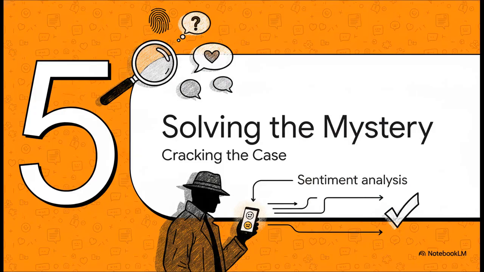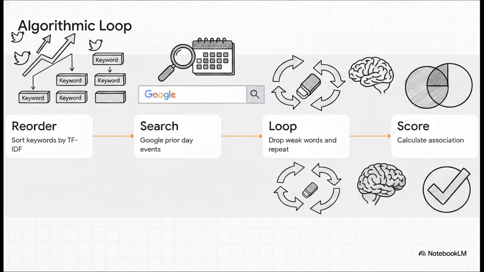And finally, step 5. Solving the sentiment mystery, cracking the case. We have our clues, now we need to track down our culprit. The algorithm has this one final, totally brilliant trick up its sleeve. It takes that reordered list of important keywords we just talked about, and it plugs them straight into a Google search. But here is the genius part. It actually restricts the search to the day before the Twitter spike, operating on the incredibly sound logic that the news event caused the reaction, not the other way around.